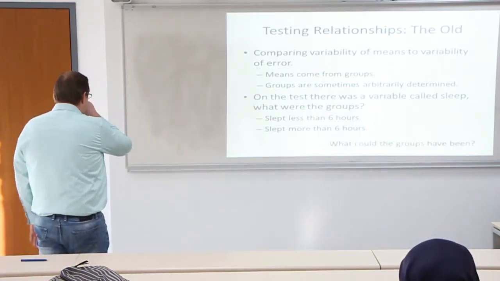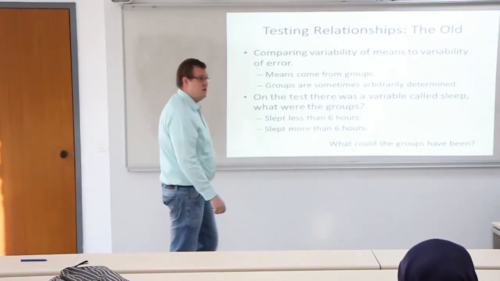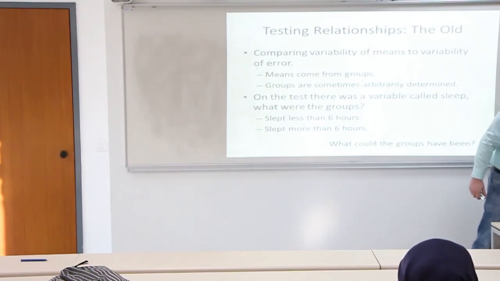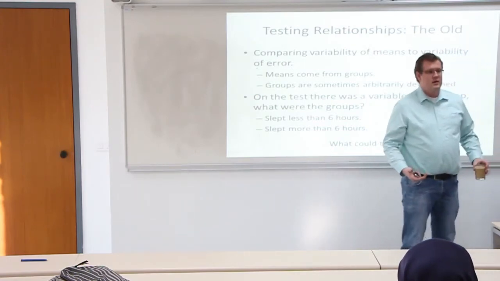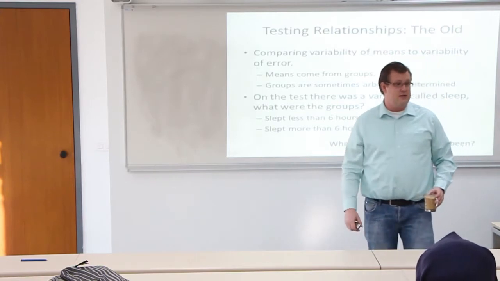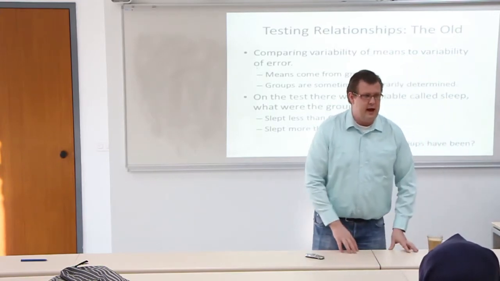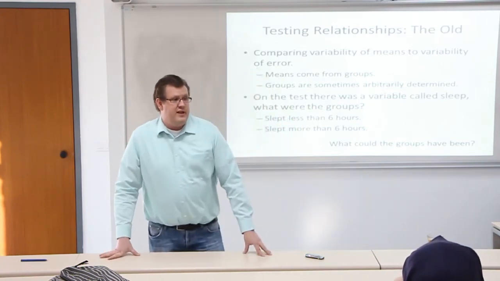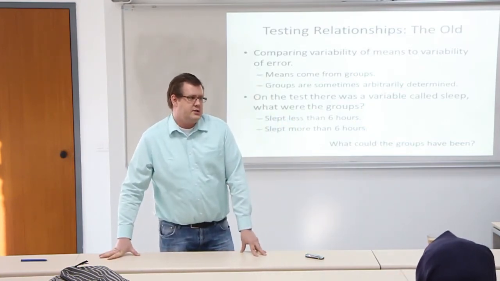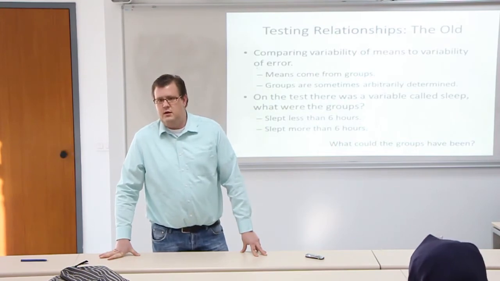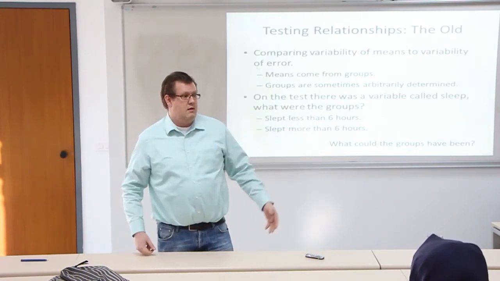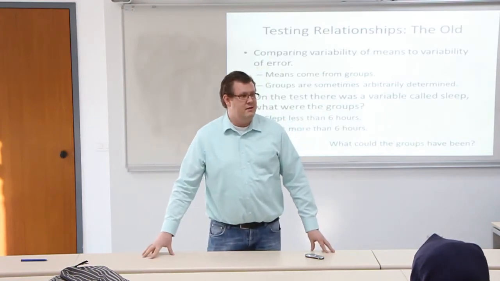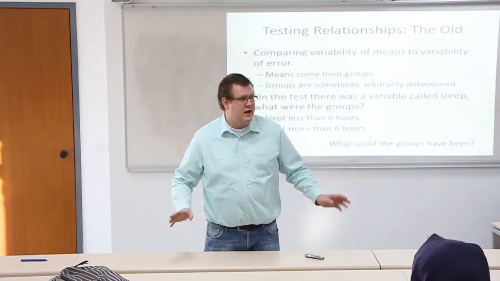So what could the groups have been then? People that got 8 hours of sleep versus people that got less than 8 hours of sleep. Well, we've got less than 8 hours and 8 hours. We can also have people that got more than 8 hours of sleep, right? So that's three groups. Could we group things differently? People who got 3 hours, people who got 6 hours, people who got 9 hours. We'll just leave everyone else out.